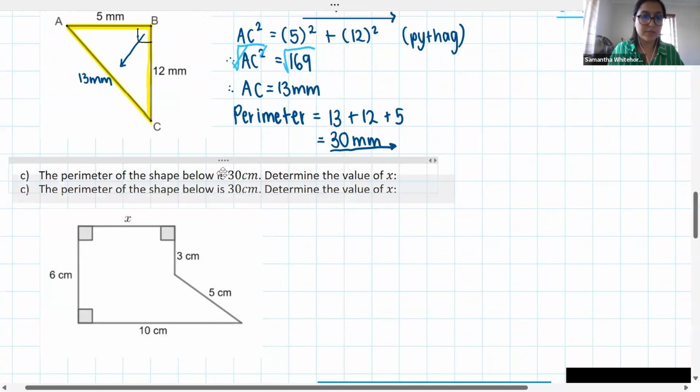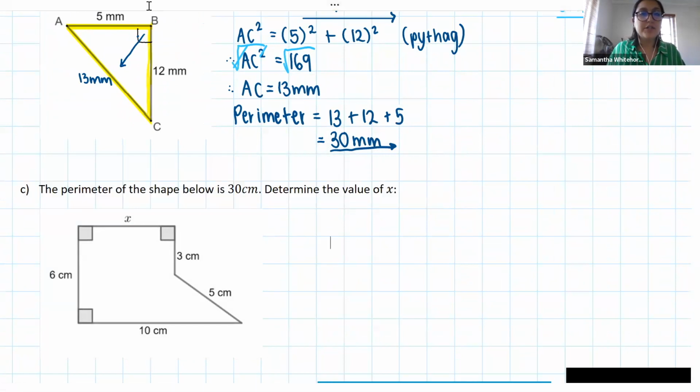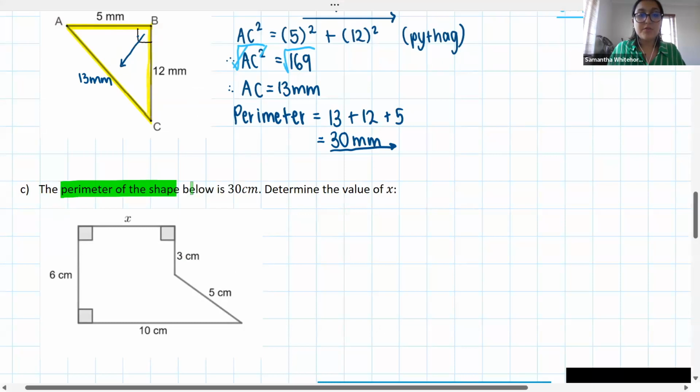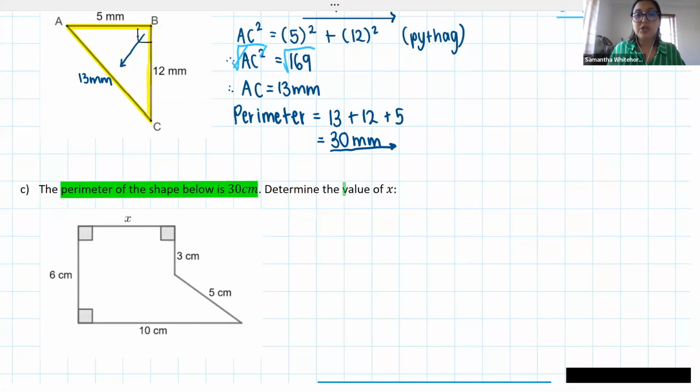Right, so let's read this question. I'm just going to move it down a touch. The question says to us, and we need to read it carefully because I've given you information here that's useful. The perimeter of the shape below is 30 centimeters. Determine the value of x.